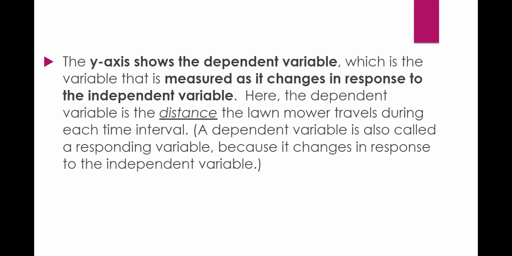The y-axis shows the dependent variable, which is the variable that is measured as it changes in response to the independent variable. Here, the dependent variable is the distance the lawnmower travels during each time interval. A dependent variable is also called a responding variable because it changes in response to the independent variable.